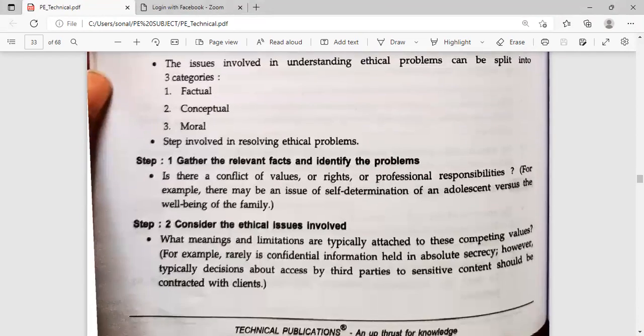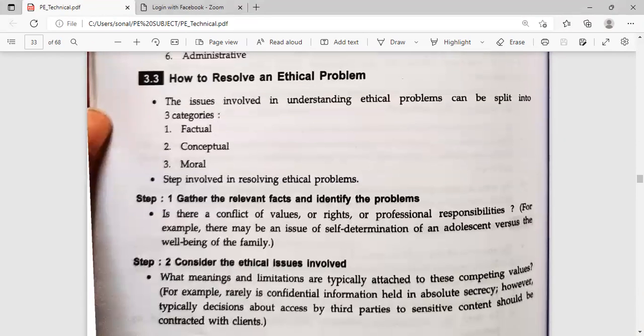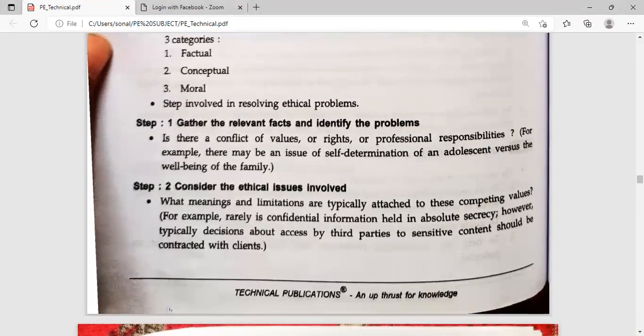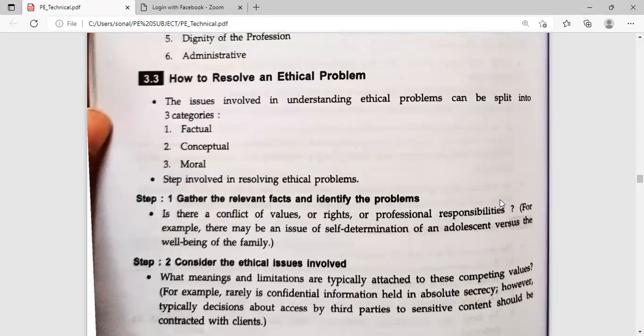अभी तक हमने इस चैप्टर में पढ़ा कि एथिकल डिलेमा का मतलब क्या होता है, व्हाट इज द मीनिंग ऑफ एथिकल, व्हाट आर द एथिकल कोड ऑफ कंडक्ट फॉर द एम्प्लॉयज। ओके, नाउ द टॉपिक इज हाउ टू रिजॉल्व एन एथिकल प्रॉब्लम.